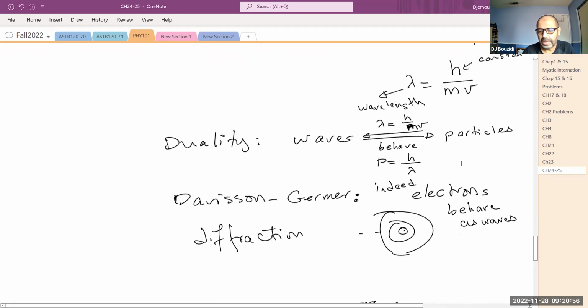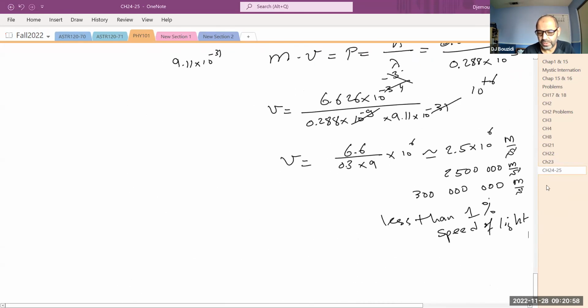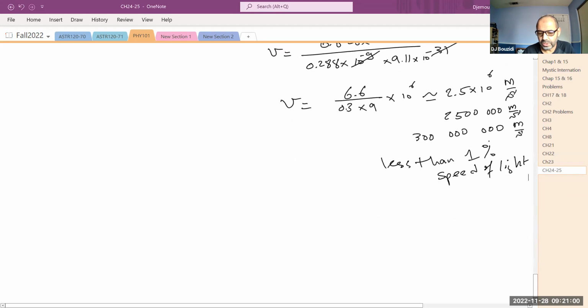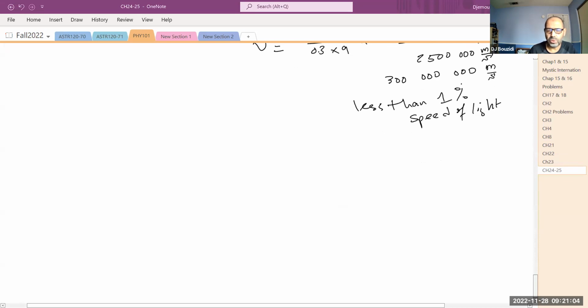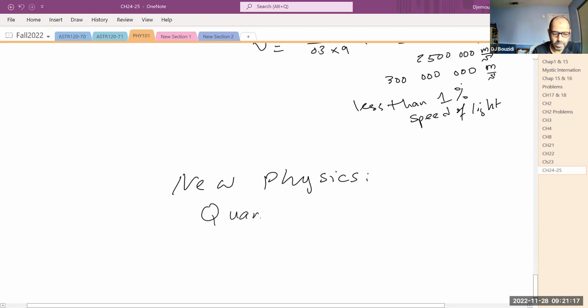So this expression now led to a new physics. And the new physics was basically governed by something called the wave function. Okay, the new physics is called quantum mechanics, actually. And quantum mechanics is based on the following concepts.